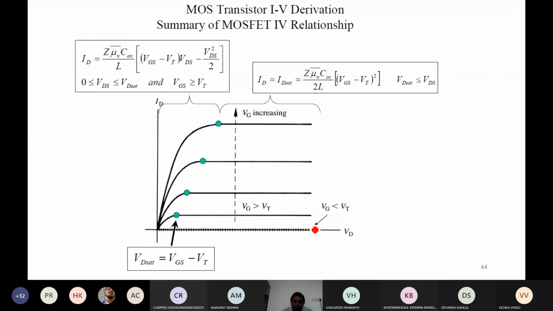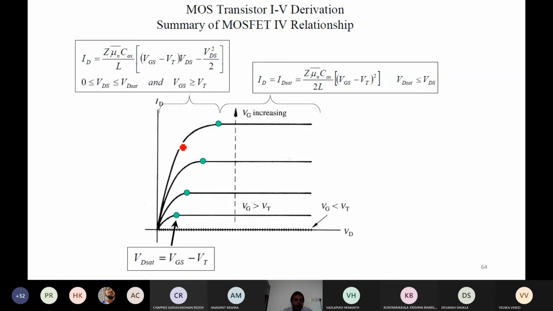And here all the currents are shown as 0 because VGS is less than VT. If you apply less than the threshold voltage, no current flows. It is the cutoff region. So this is the cutoff region, and this is the saturation region. Here this current equation is valid in saturation region. ID equal to ID sat, which is Z or W mu n COX by 2L, VGS minus VT whole square, and the condition is VD sat is less than VDS, or we can say VDS is greater than VD sat.